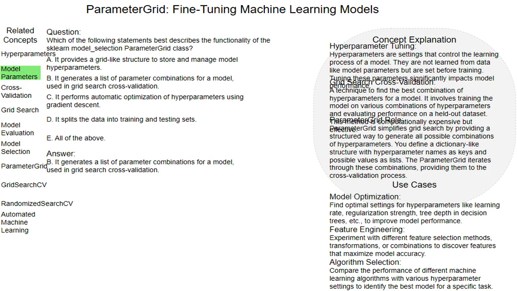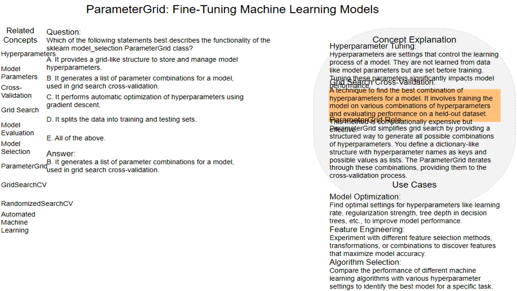Model parameters: values learned from data during training. They define the model's internal structure and representation. In a linear regression model, the model parameters are the coefficients, or weights, that multiply the input features to predict the output. The model learns these coefficients from the training data.